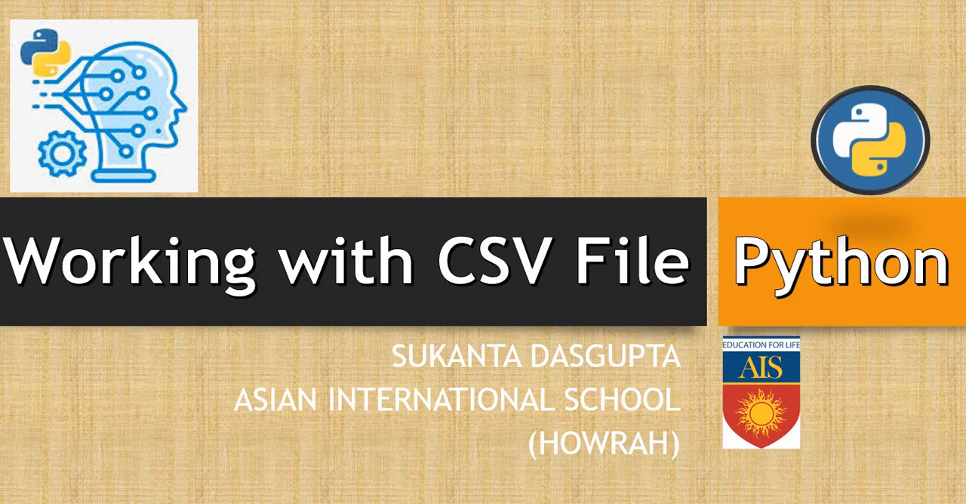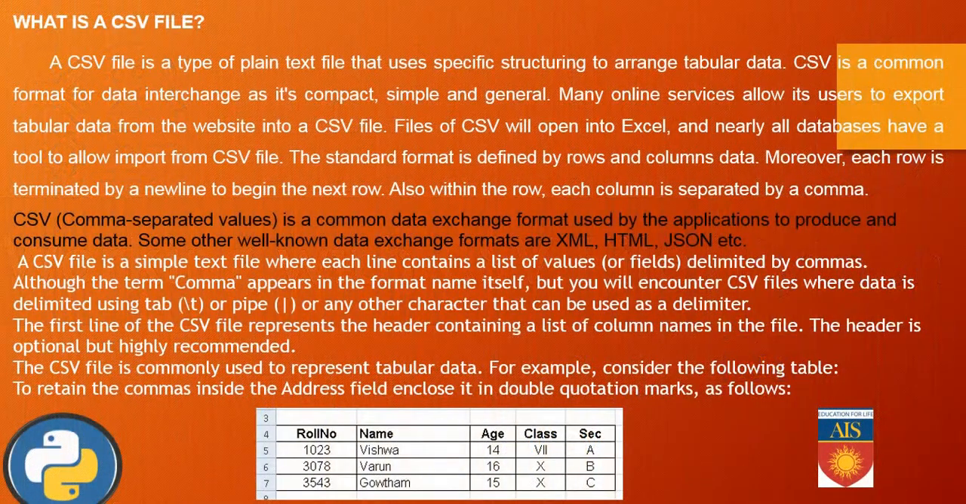Today we will discuss working with CSV files in Python. First of all, we need to learn what a CSV file actually is. A CSV file is a type of plain text file that uses a specific structure to arrange tabular data. CSV is a common format for data interchange as it's compact, simple and general.